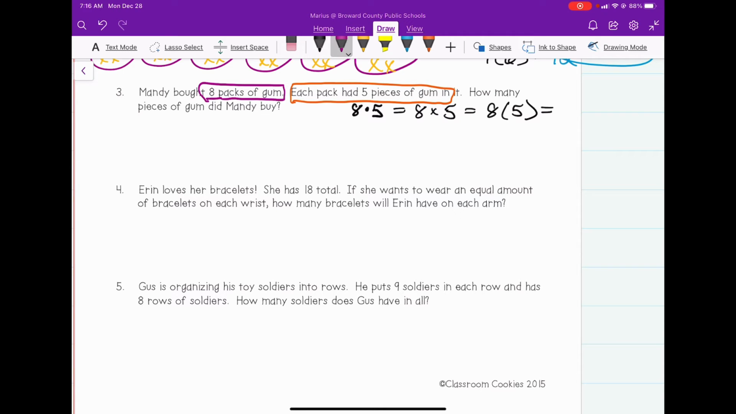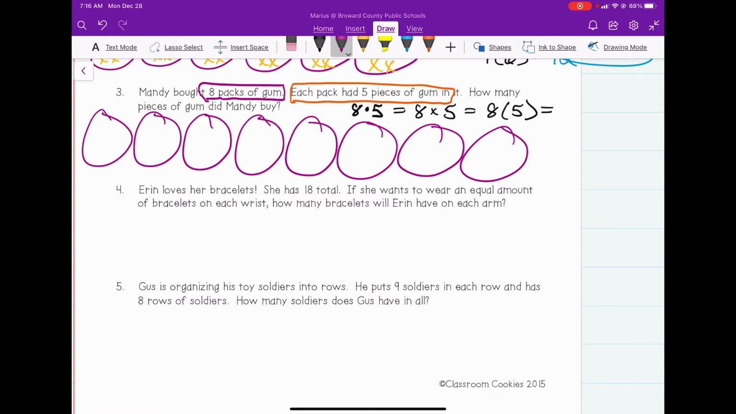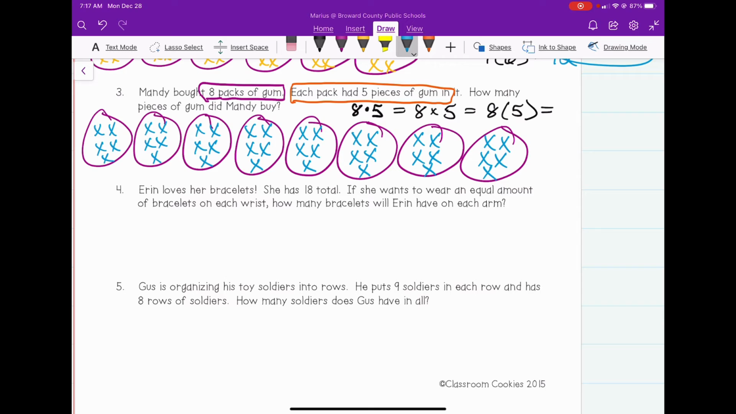So we got our 8 groups. 1, 2, 3, 4, 5, 6, 7, 8. And now we need to put 5 X's to represent our pieces of gum in each group. Counting them all up, it's a total of 40 pieces of gum. Okay, 40 pieces of gum. All right.